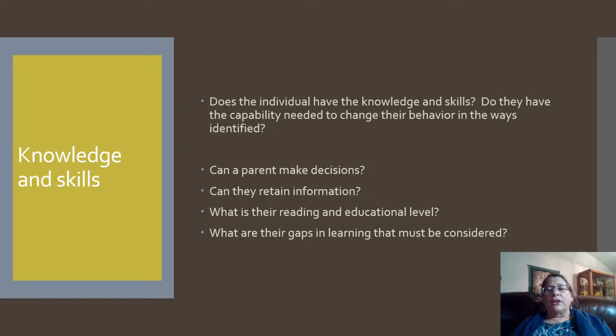And you remember us talking about these weird, wacky contingencies, or the efficacy, the feeling of ability. So we're looking at, in this situation, does the individual have the knowledge and skills? Do they have the capacity needed to change their behaviors? Can this parent make decisions? Can they retain information that's given to them? What's their reading and educational level? What are the gaps in their learning that we must take into consideration?